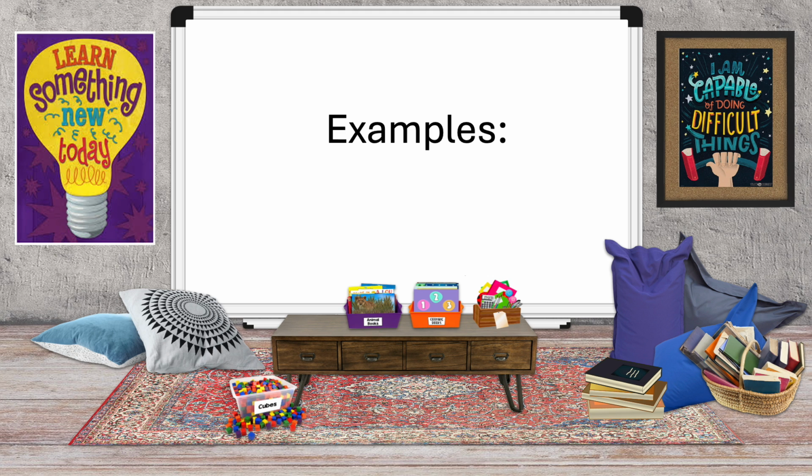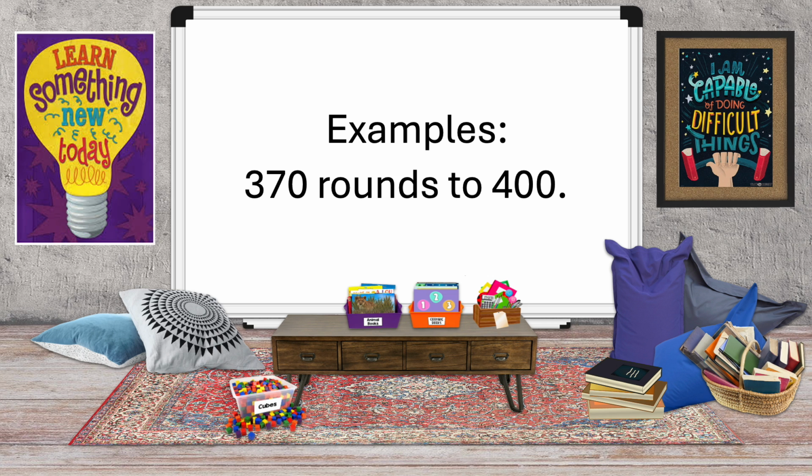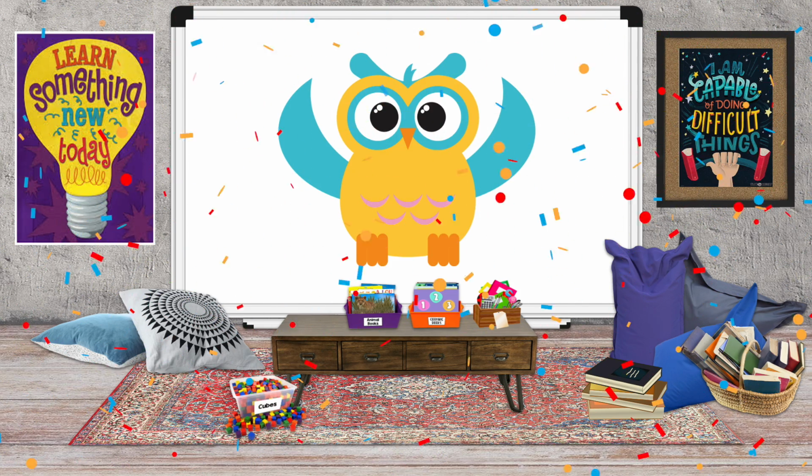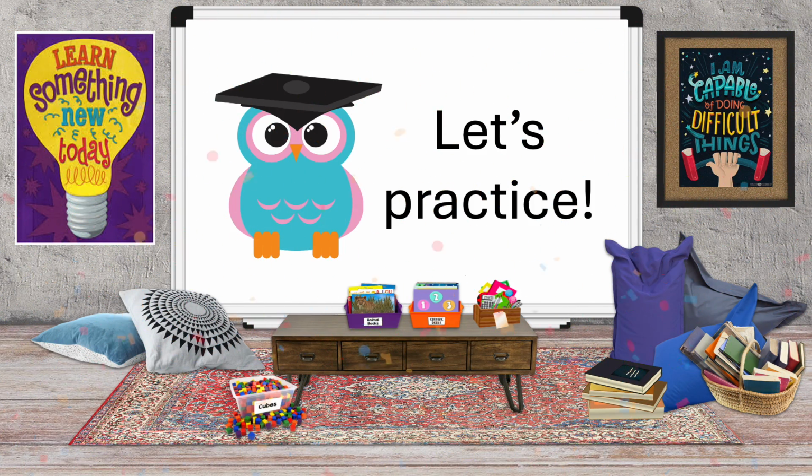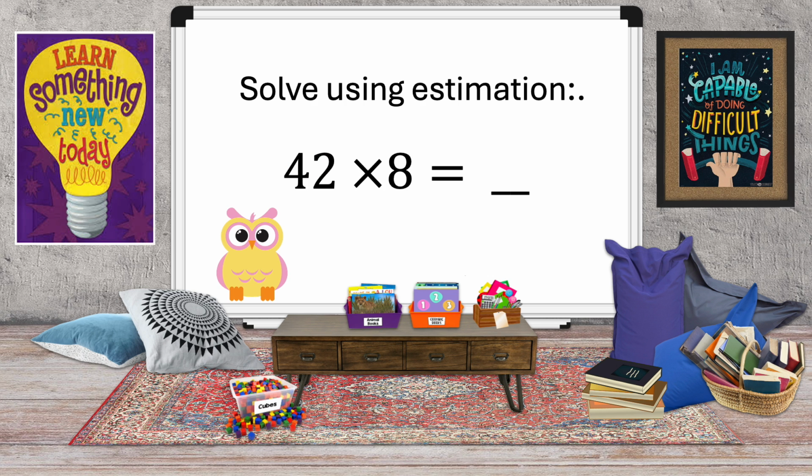Here's some examples. 42 rounds to 40, 370 rounds to 400, 2,500 rounds to 3,000, 140 rounds to 100. Great work paying attention. Let's practice what we've learned. Solve the multiplication problem, 42 times 8, using estimation. Pause the video if you need to.